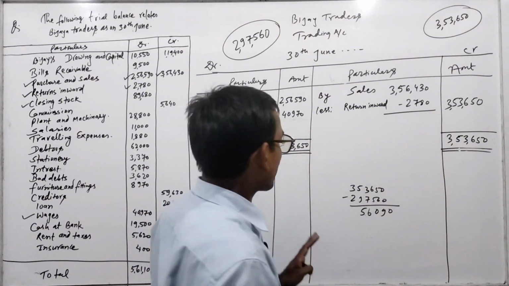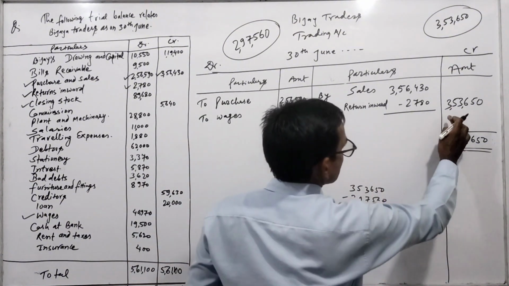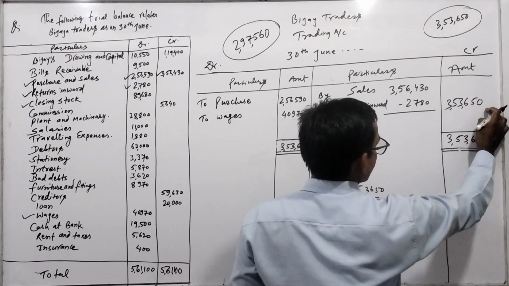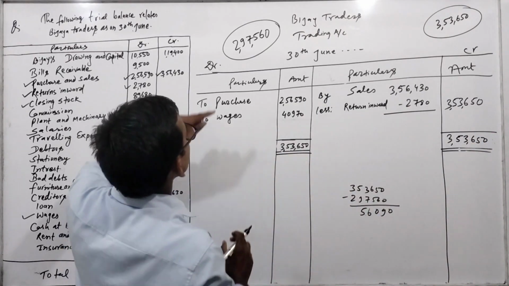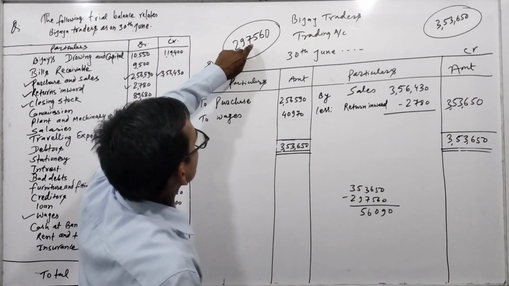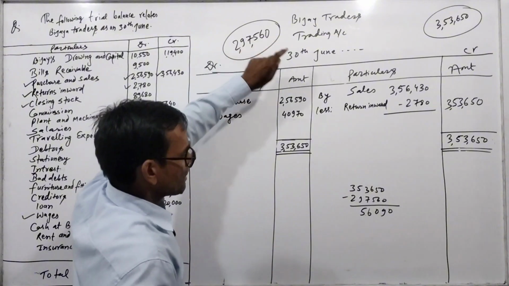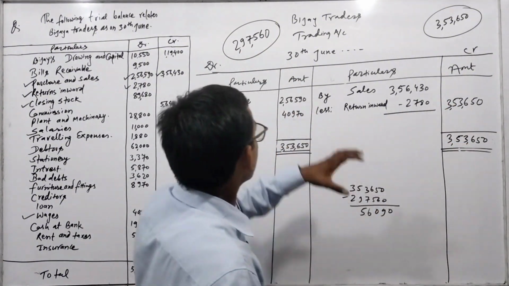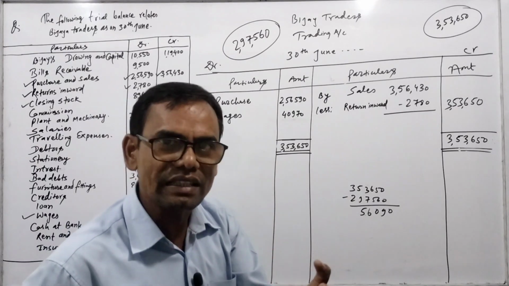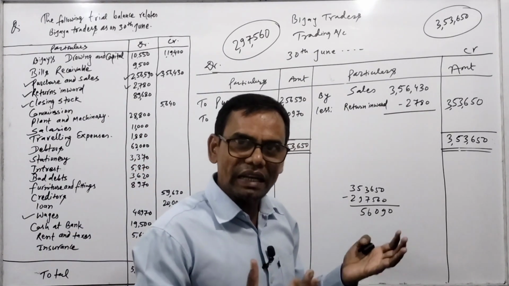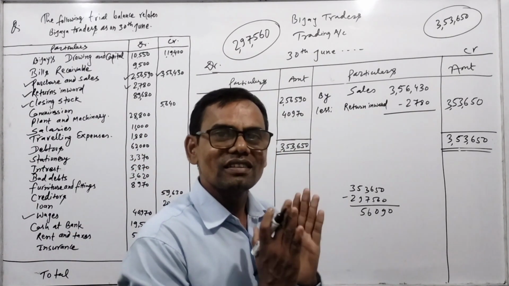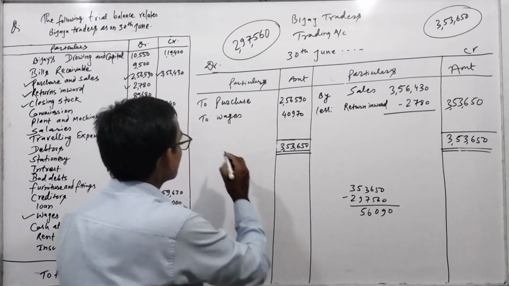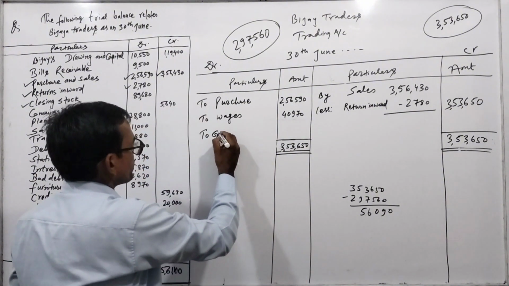You have to write the heavy amount on both sides. 3,53,650 is here, but it is 2,97,560. It means the income side is greater and the expenditure side is less, and when income is greater, then there is gross profit. So you have to write here gross profit.